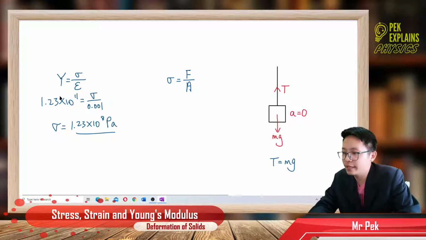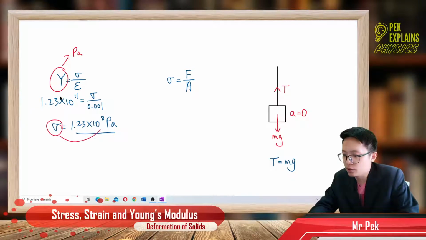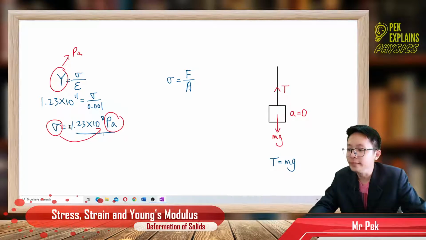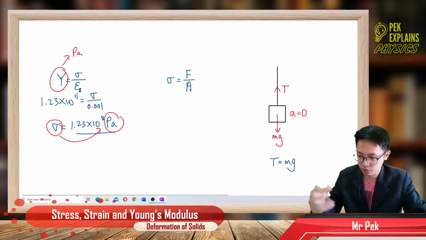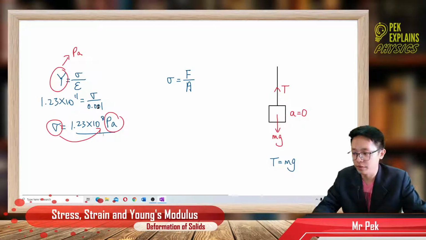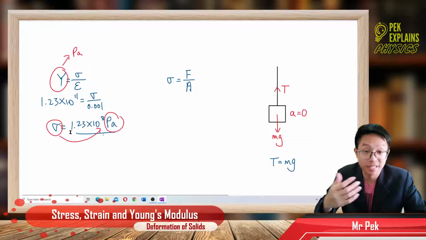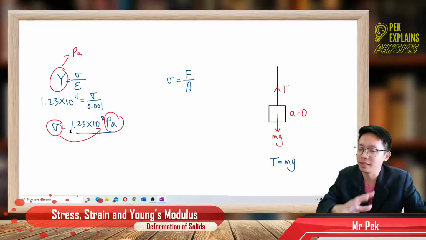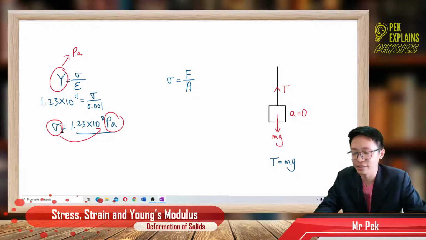Do you know that the Young modulus unit is Pascal, and the stress also Pascal? Why do they have the same unit? Because the strain has no unit, so it doesn't interfere with the unit. So stress has the same unit as Young modulus, but they are not the same thing. They have the same unit, but they don't have the same meaning. They are different. So the stress experienced by the rod is 1.23 exponent 8.